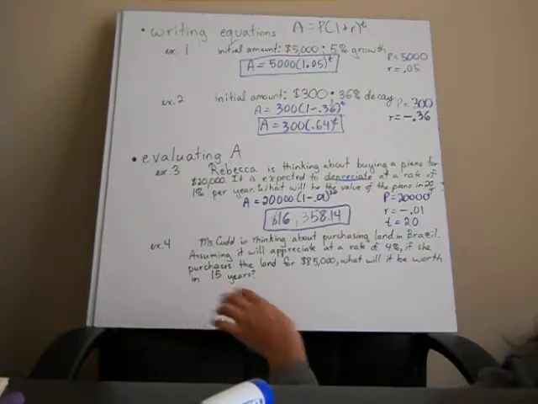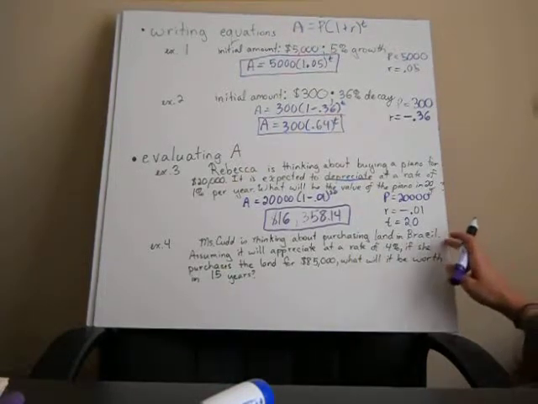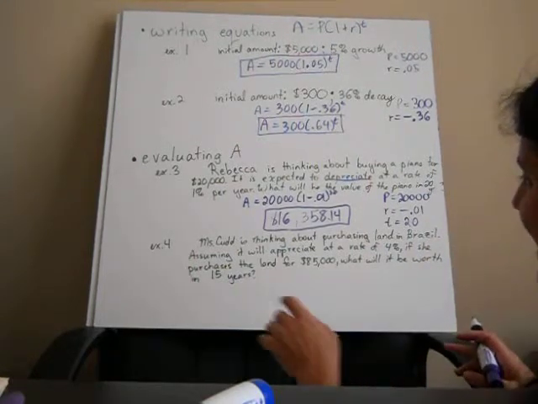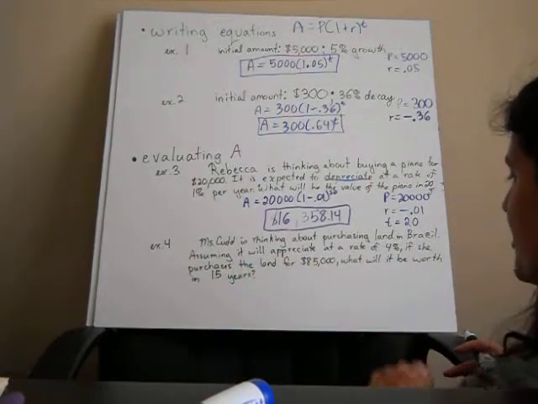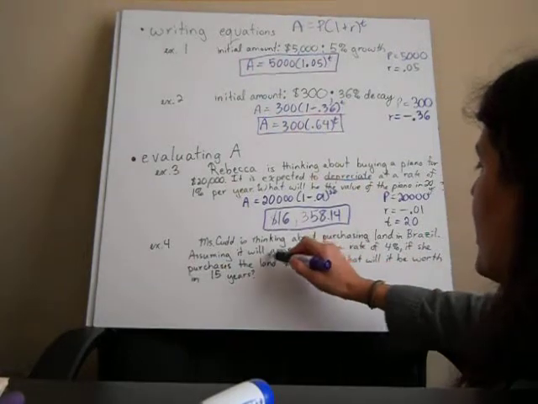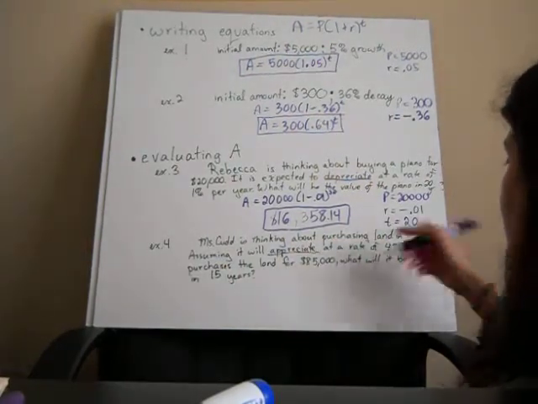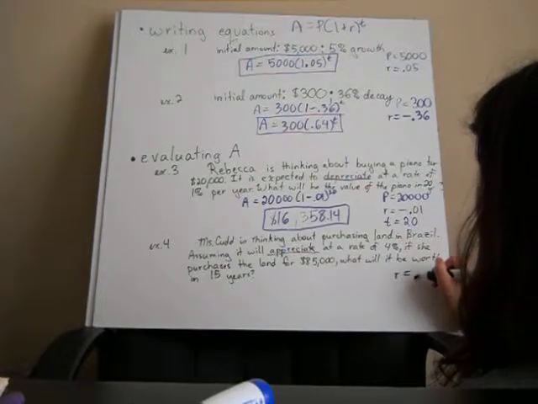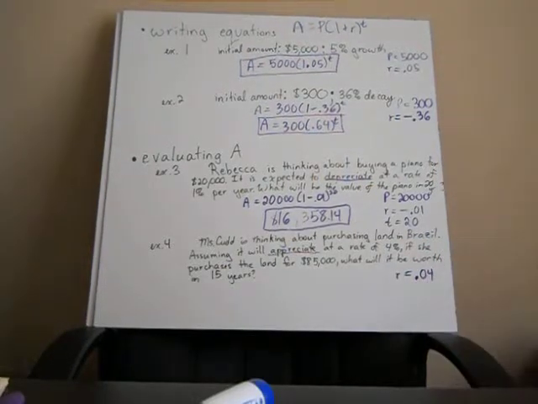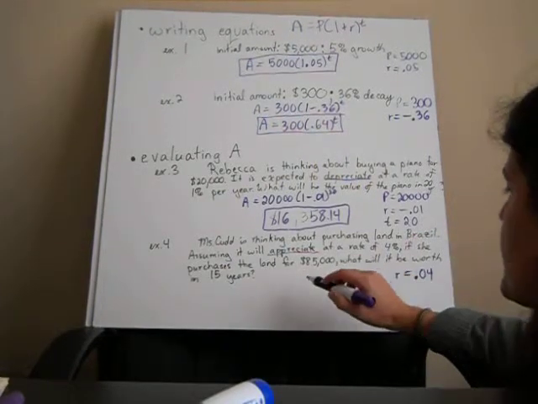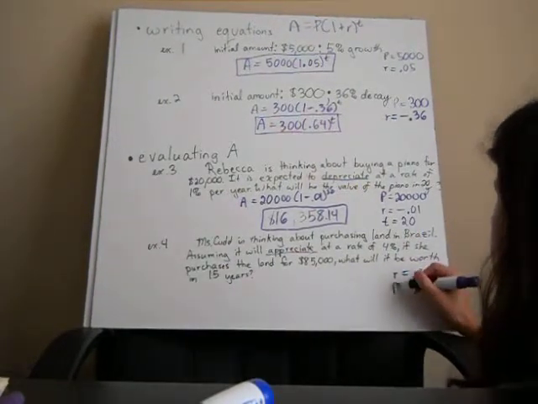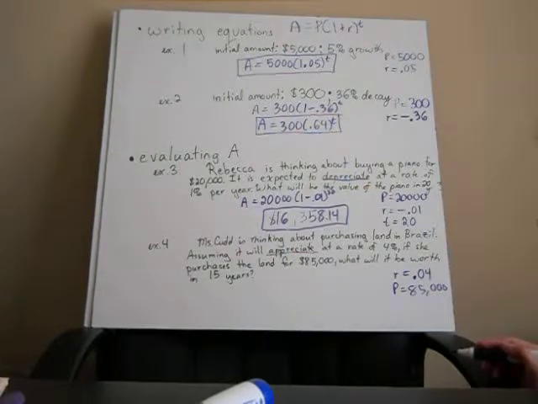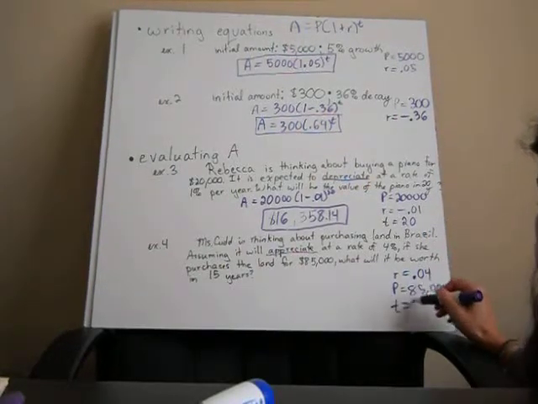Okay, example 4. Miss Cudd is thinking about purchasing land in Brazil. These are dreams of mine, not reality. Assuming it will appreciate, so it's going to be getting bigger. Appreciate means positive, at the rate of 4%, and divide 4% by 100, and you get that the rate is 0.04. If she purchases the land for $85,000, so that means P is $85,000, what will it be worth in 15 years? So time is 15.